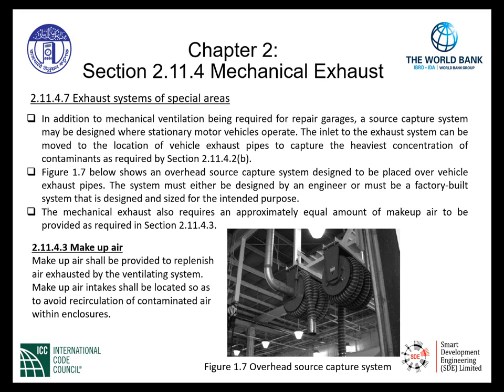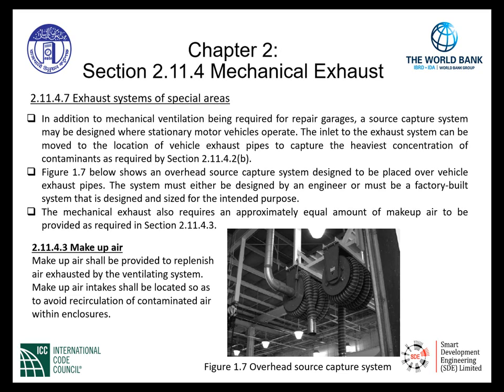The system must either be designed by an engineer or must be factory built, that is, designed and sized for the intended purpose. These systems are typically used in commercial repair garages and essentially capture the contaminants and exhaust them completely outside of the building.